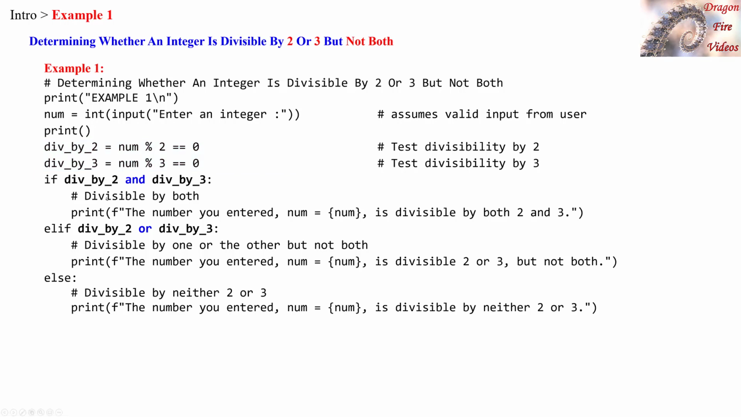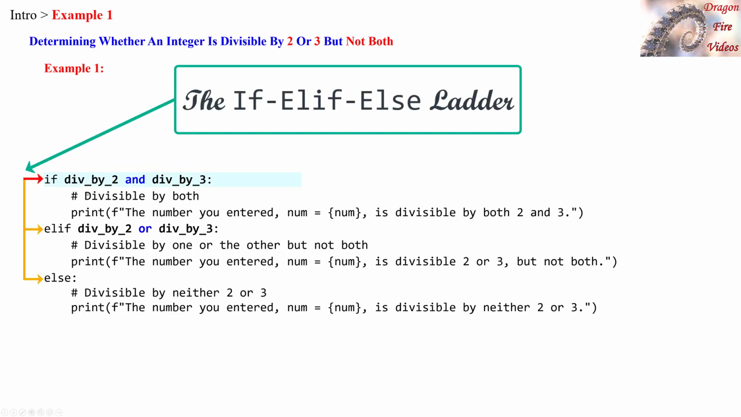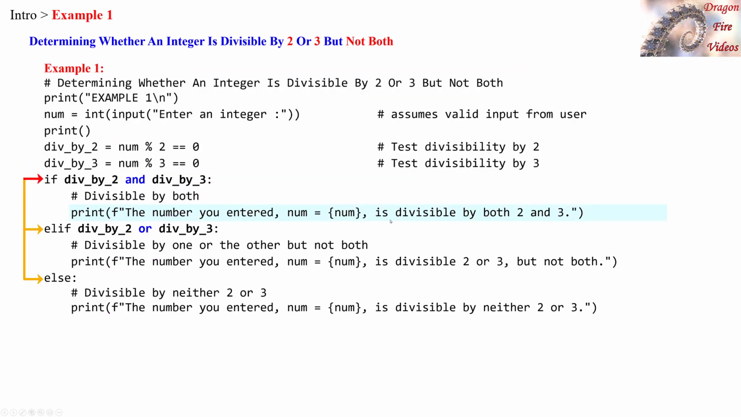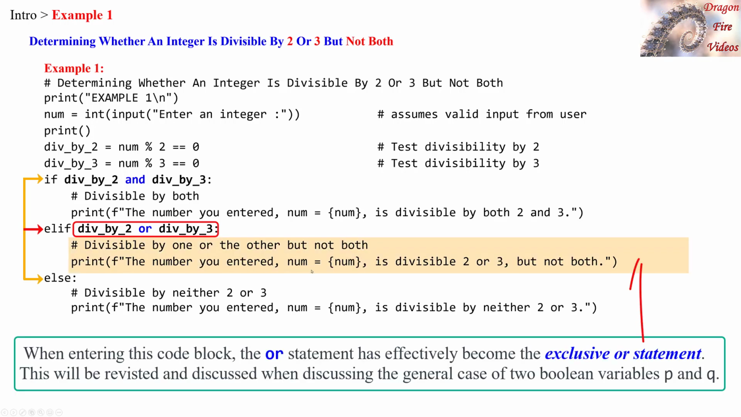So let's look at the logic. Here we have the Boolean variables div by 2 and div by 3, which really means if div by 2 is true and div by 3 is true, then we enter the first code block. That means we're going to print out, and here we have a formatted string, an F string, the number you entered, num equal num, is divisible by 2 and 3. Else if the number is divisible by 2 or it's divisible by 3, then we'll print out the number you entered, num equal whatever the number entered is, is divisible by 2 or 3, but not both.